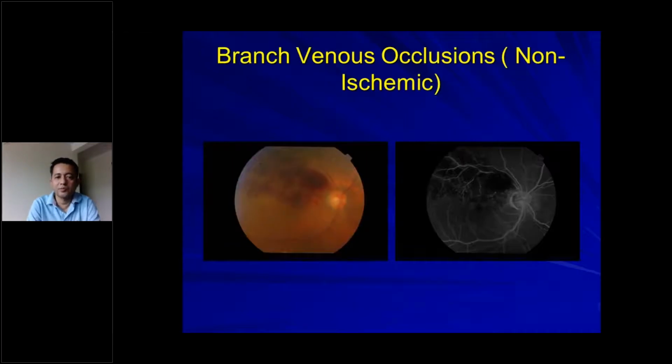So some other indications, like a branch vein occlusion in this patient. This was a patient of non-ischemic BRVO. You can see in the fundus photo, as we talk, there's a lot of hemorrhages, and because of this, there's some blocked fluorescence over there, but we don't see much of capillary dropout areas.